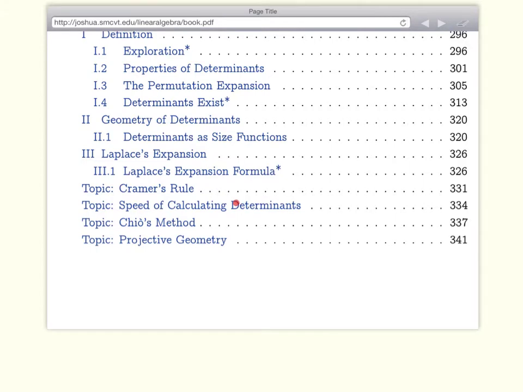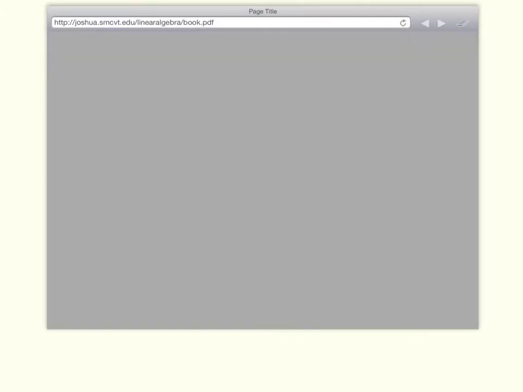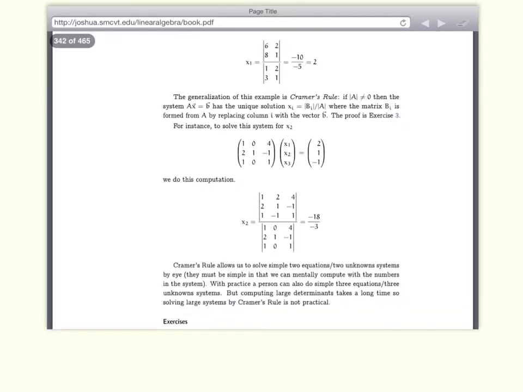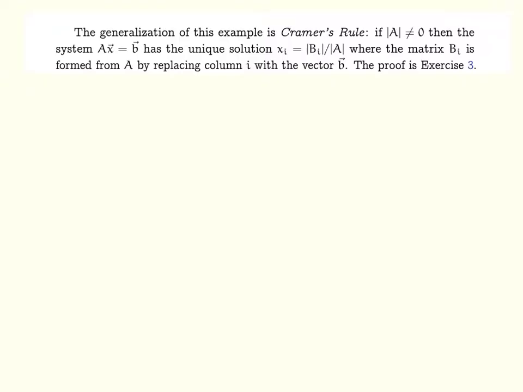That's the wrong one. Let's go back up a bit. Cramer's rule. Here we are. Scroll down. And this is what we'll look at right here. Okay. What does it say? Cramer's rule is right here.